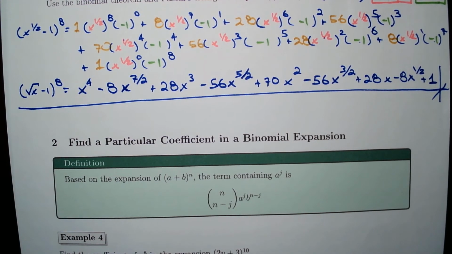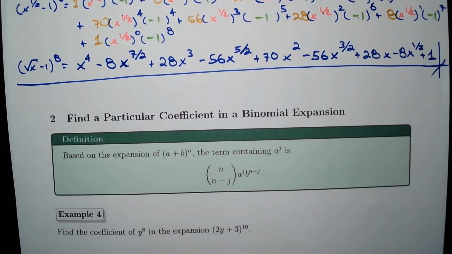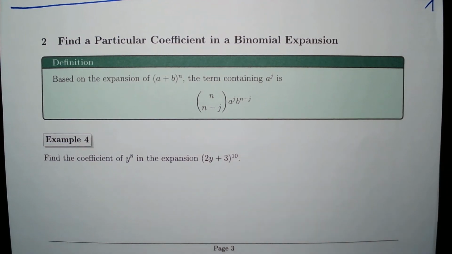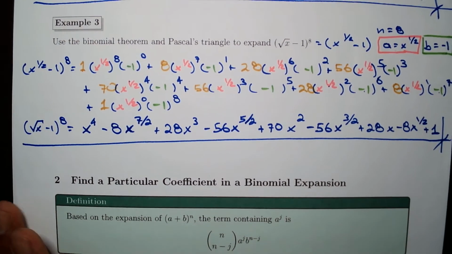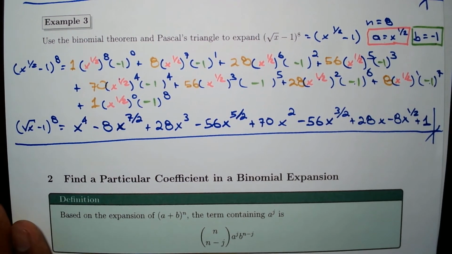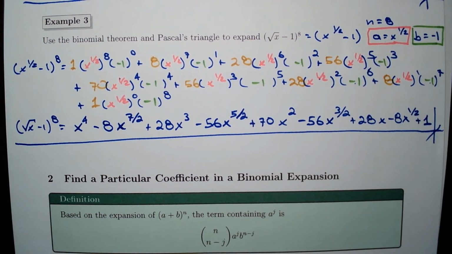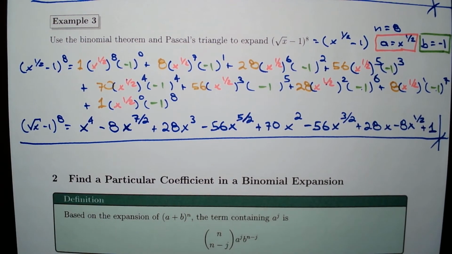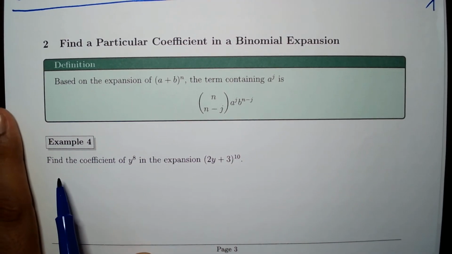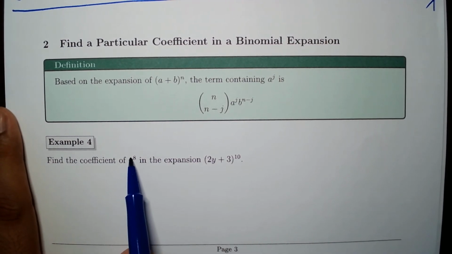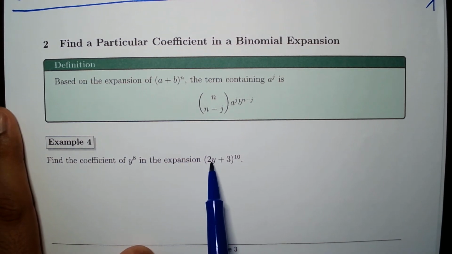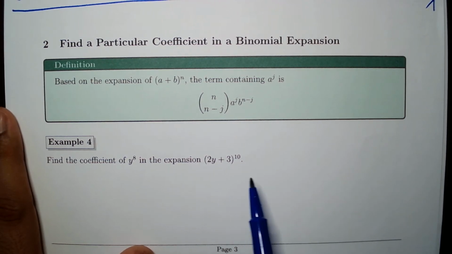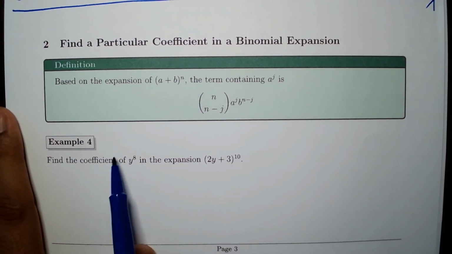All right. Okay, so sometimes you will be asked, for example, in the homework or the exam, to find a particular coefficient or a particular term. And doing the entire expansion might be a lot of work just to look for a particular term. For example, in example 4, they're asking us to find the coefficient of y squared in the expansion of 2y plus 3 to the 10th power. Well, you don't want to do all the expansion, actually 11 terms, so just identify one.